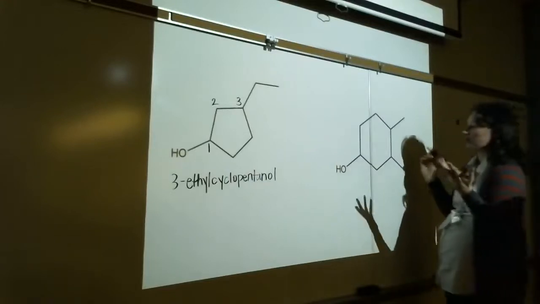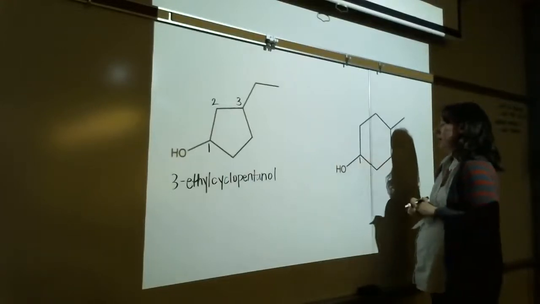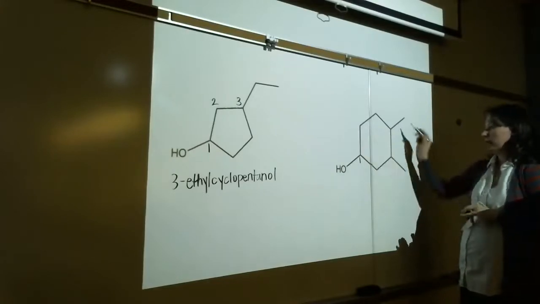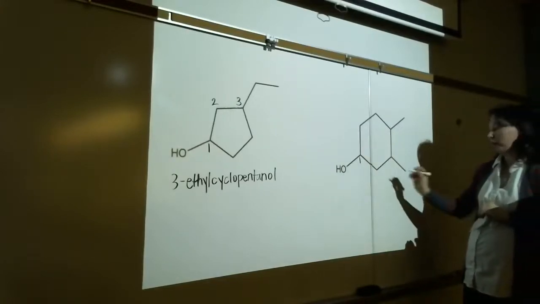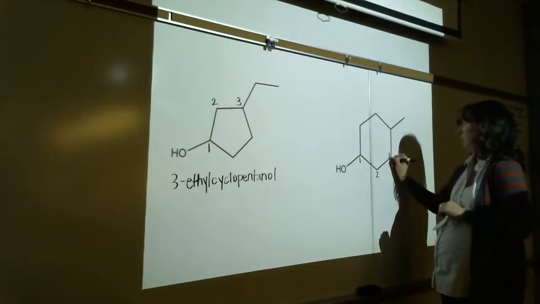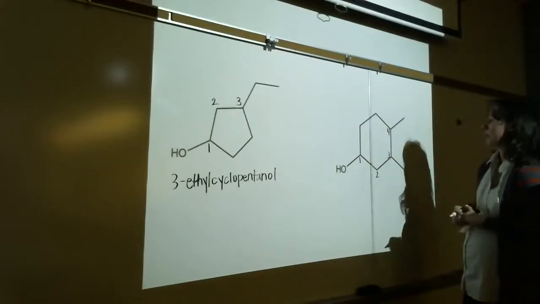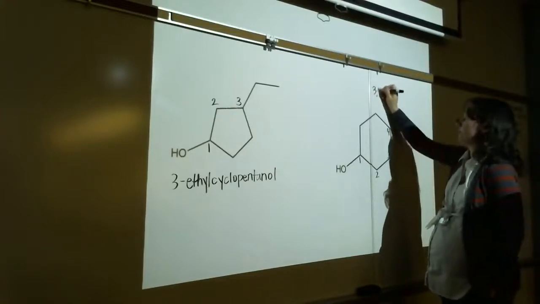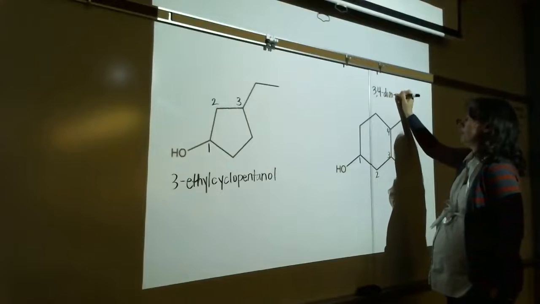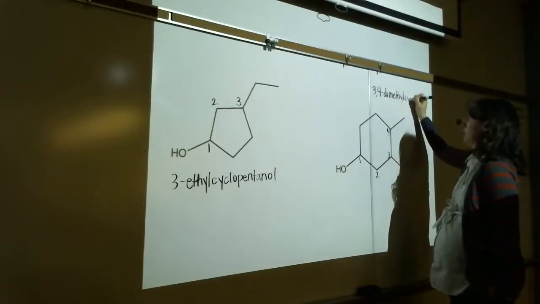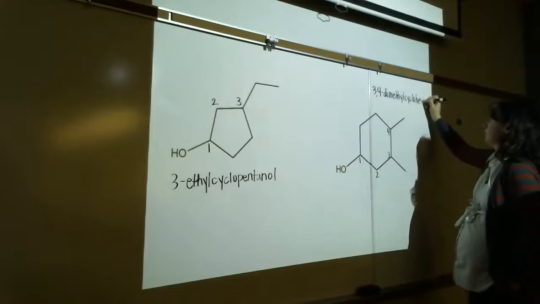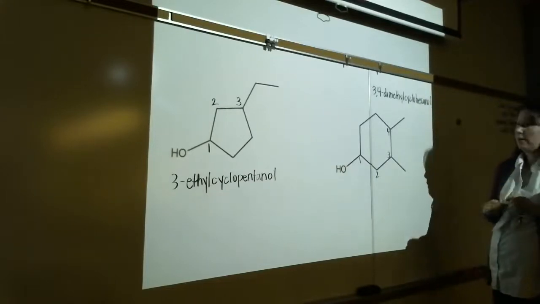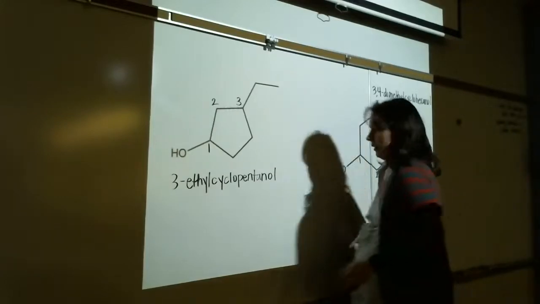All right, there's no question that this is carbon number 1. Now we just need to figure out which way we're numbering. Which way? Counterclockwise, right. 2, 3, 4, 5, 6. So what's the name of this? 3,4-dimethylcyclohexanol. Right. Good. Feel good on naming in rings? All right.